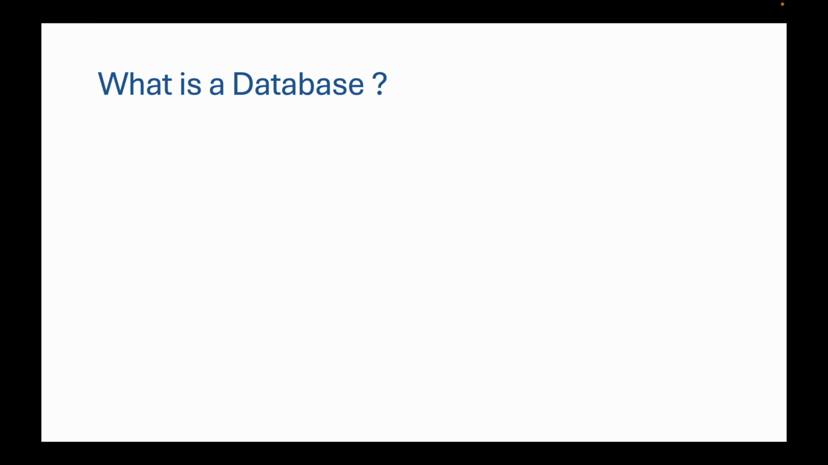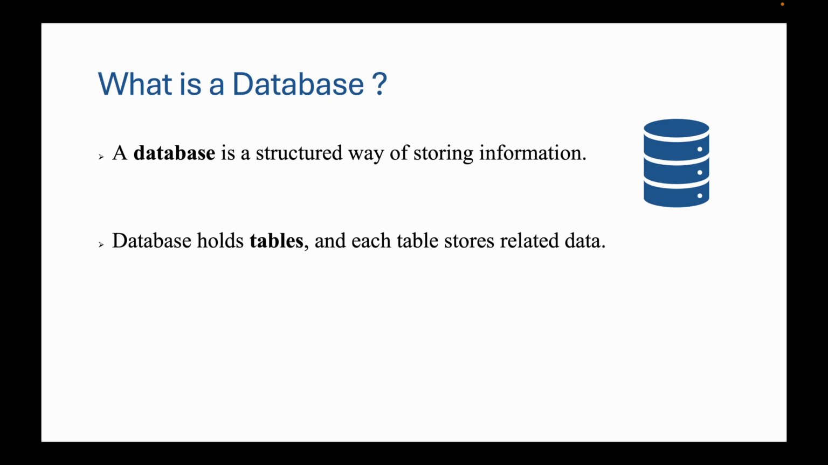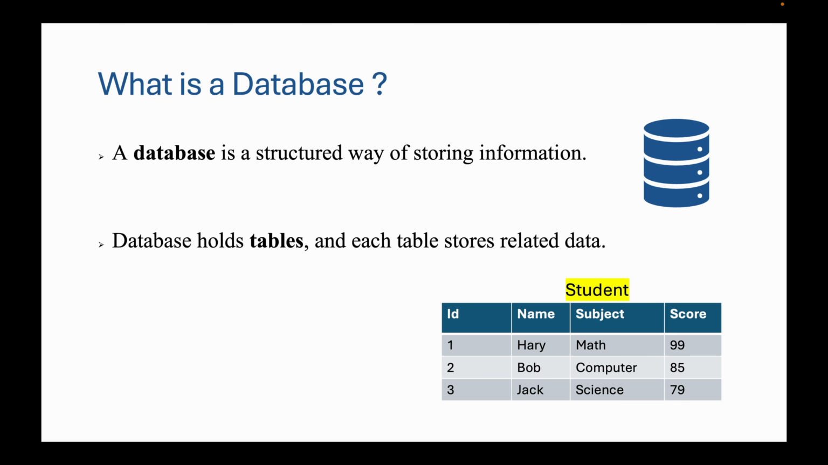So what is a database? A database is a structured way of storing information. A database holds tables and each table stores the related information. Think of an Excel sheet with rows and columns. Each row is a record and each column is a field of the information. As shown in this table named students, we have different information like ID, name, subject, score of different students like Harry, Bob and Jack. So this is how we store data in a table.